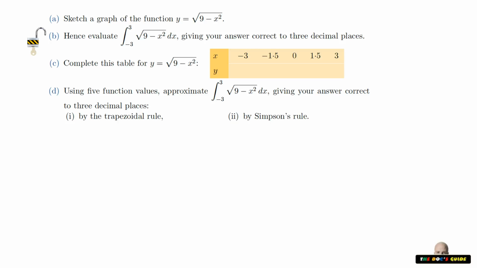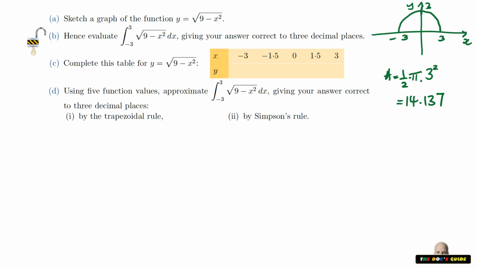So for this here, it says sketch a graph of the function. Now we should recognise that that function is going to be a semicircle, the positive semicircle, radius of 3. And when we go to evaluate that integral, giving the answer correct to 3 decimal places, then we can actually do the integral, if we like, or we can recognise that it's a semicircle and just take half the area of a circle. It's a lot quicker.